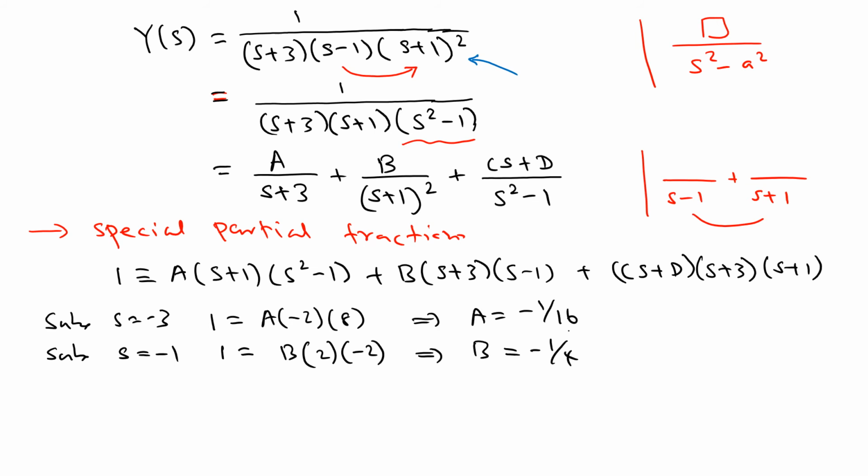We're going to substitute s equal 1. You can see there are no other terms that you can substitute to get something directly. So if we substitute s equal 1, you get 1 equals c plus d times 2 times 4. So this only gives you an equation. So we get c plus d equal 1/8.